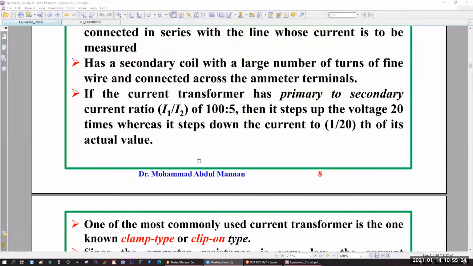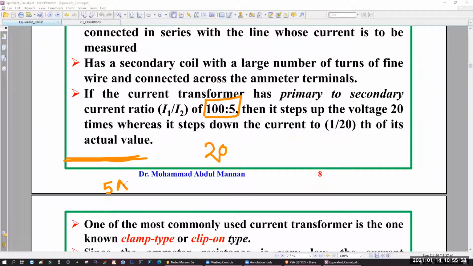Okay, you can read it by yourself. Okay, here, normally the current ratios are 100:5. 100:5, that means 100 ampere current becomes how much? 5 ampere. So if you measure 4.5, so how much? What is the ratio here? 20, right? 20 times. So if you have a 100 ampere current that is going through this wire, now using a current transformer, you can reduce it to 5 ampere.